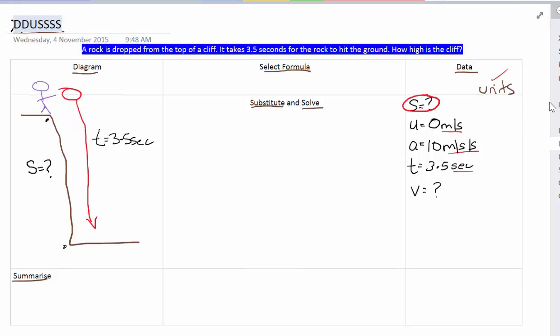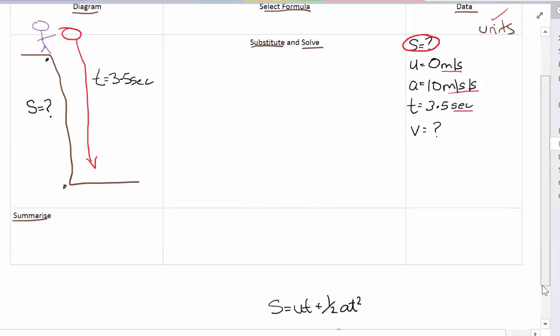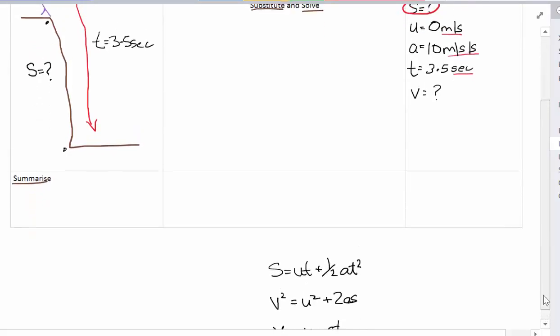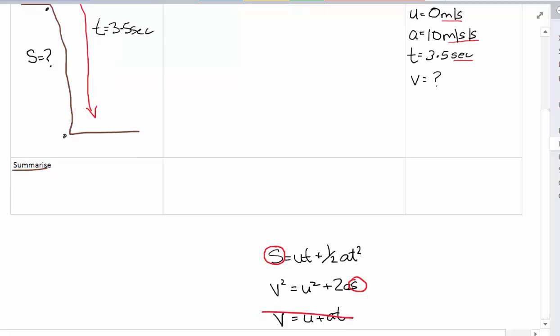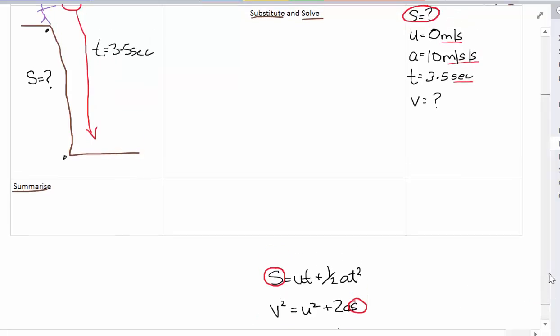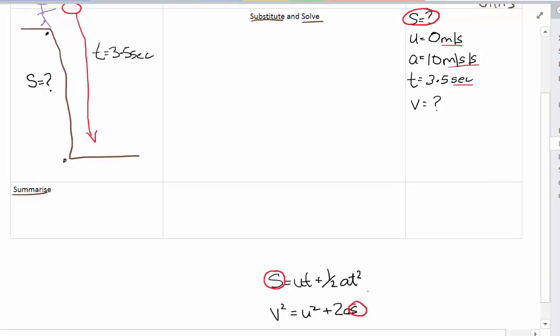And to select the formula, what I always do is make sure the kids write down the 3 formulas that are involved, and they write these at the top of every page. So here are my 3 formulas. And in this case we know that we want to calculate S, because that's what the question asks. So I'm going to go through first and identify any formulas that have got an S in it. That one, and V equals U plus AT obviously doesn't have an S in it, so I'm going to cross it out because I can't use that formula. I want to try and calculate S, and it doesn't have an S.